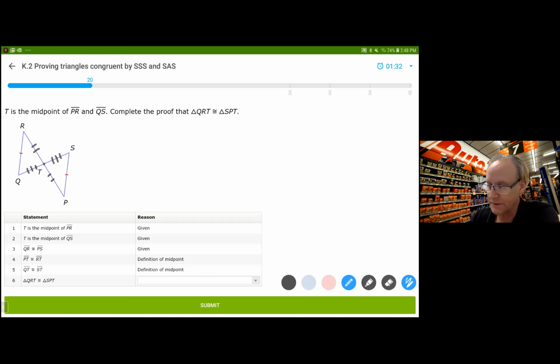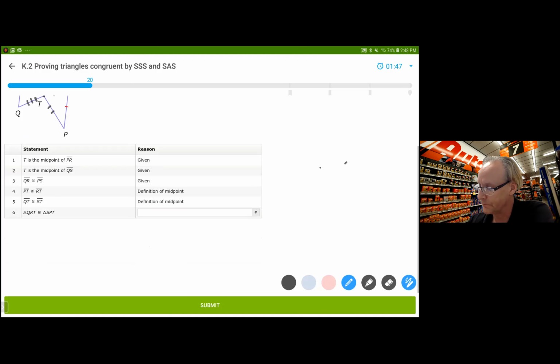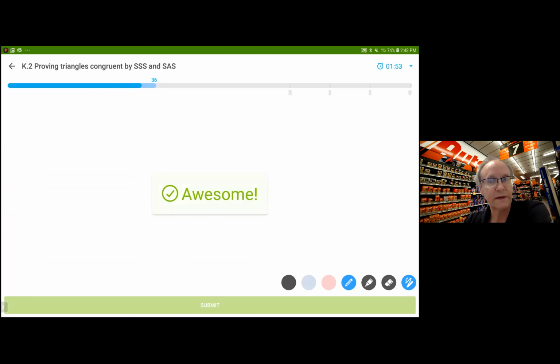And I usually like to use the longest side with 3 marks, but that's okay. Obviously, we have side, side, side. One's given, and 2 of them are by midpoint. So we're looking at side, side, side in this one. Let's take a look here. Oh, wait. There it is. All right, let's find another one.